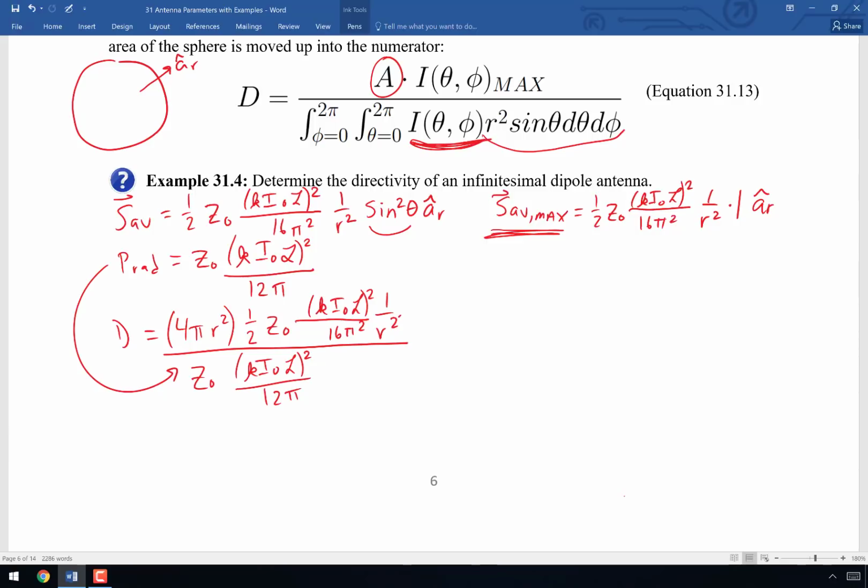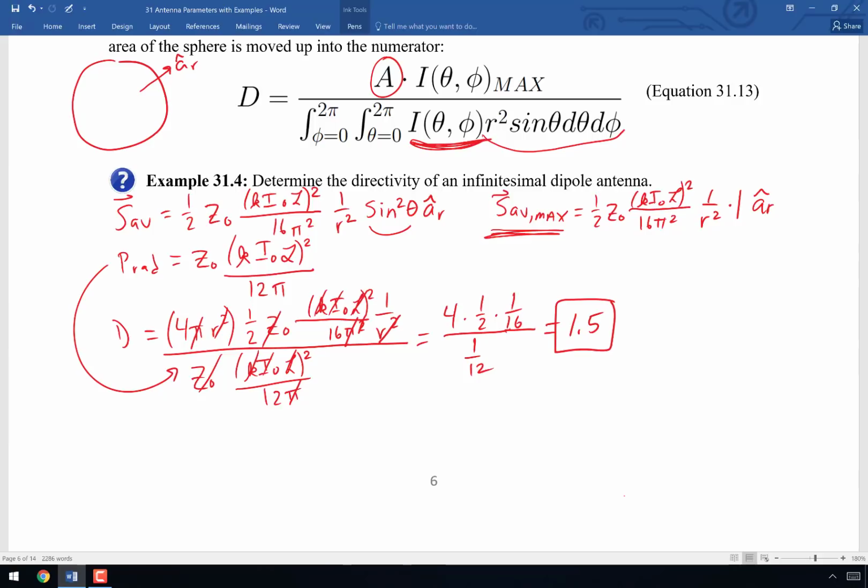Okay, a lot of canceling. The r squared cancels with the r squared. The k, the I sub 0, and the L cancel with the k, the I sub 0, and the L. The pi here cancels with one of the pi's, and this pi cancels with the other pi. The Z sub 0's cancel, and what I'm left with is 4 times 1/2 times 1/16 divided by 1/12. And if you plug that into your calculator, you get 1.5.